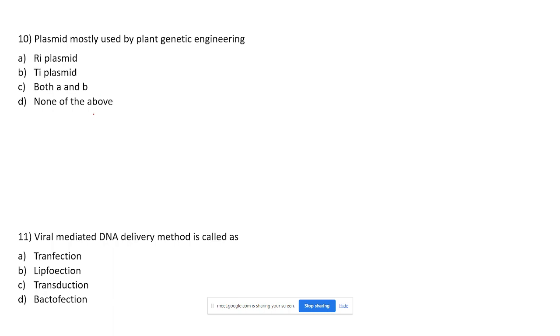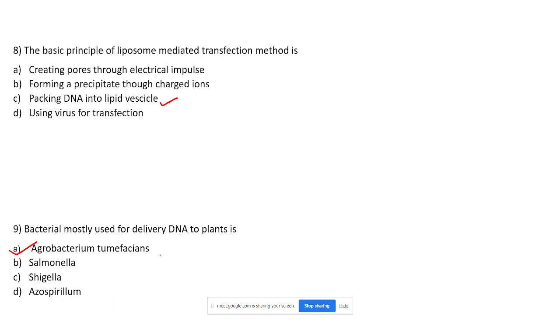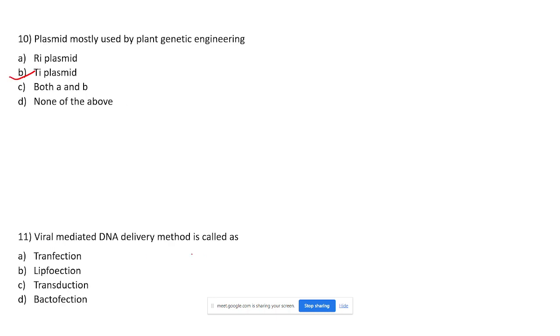Ma'am, is it B? Ma'am, TI plasmid. Yes. So you have to understand that Agrobacterium tumefaciens has a TI plasmid, which is the question that we have discussed just now. Agrobacterium rhizogenes is also another strain of Agrobacterium which has the RI plasmid. It can also be used, but the widely accepted one is the TI plasmid.